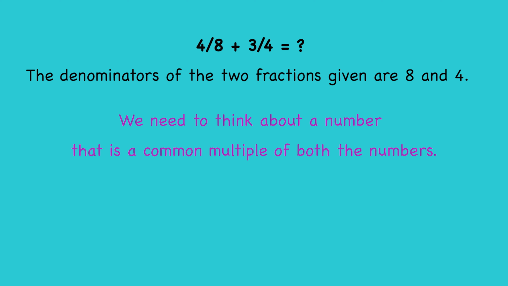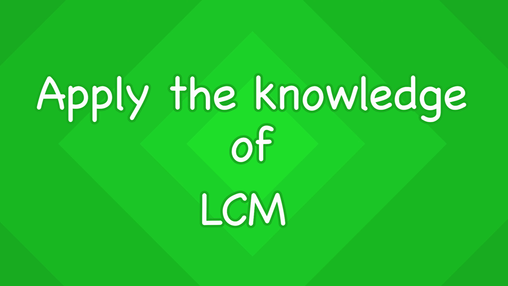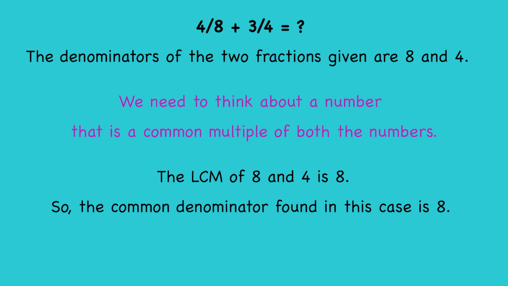As we can see, the denominators of the two fractions given are 8 and 4. To find their sum, we must find a common denominator for both. How do we do that? We need to think about a number that is a common multiple of both the numbers given. The best way to do this is to apply our knowledge of LCM and find the least common multiple for the numbers 8 and 4. Now, the LCM of 8 and 4 is 8. So, the common denominator found in this case is 8.